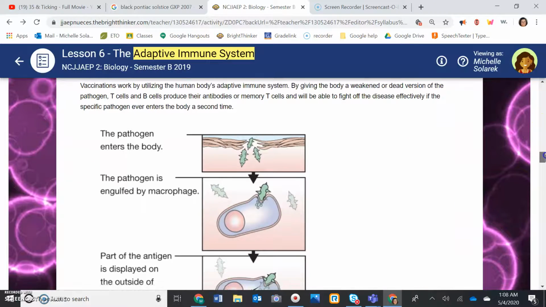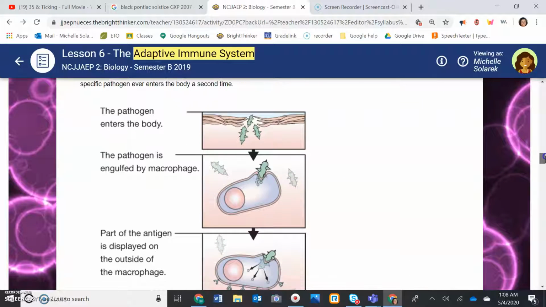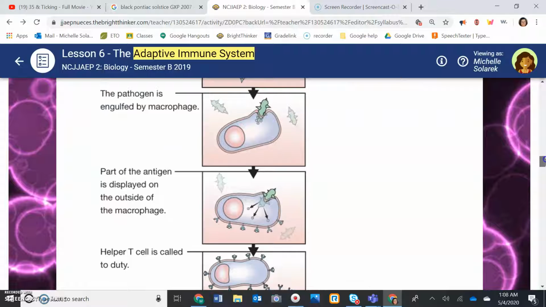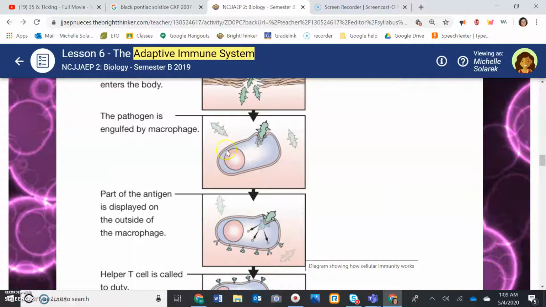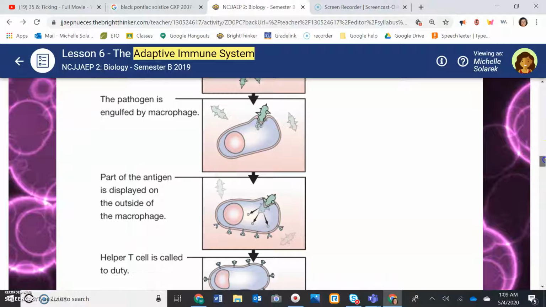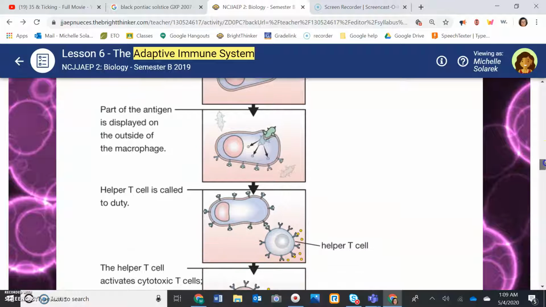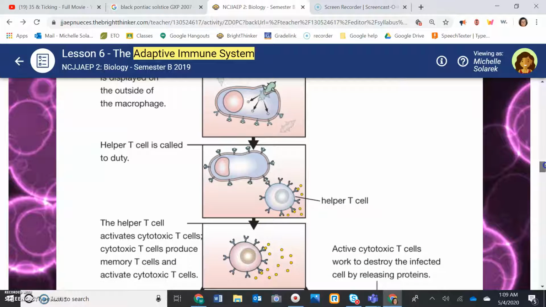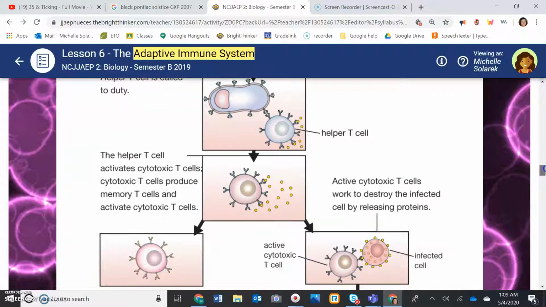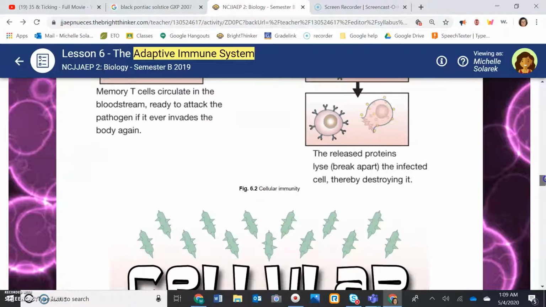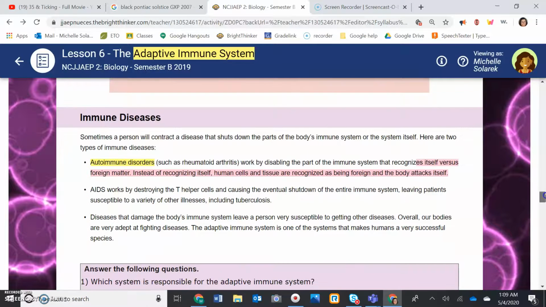So anyway, here it is. You can kind of see the pathogen enters the body. It's engulfed by the macrophage. You see the macrophage getting over the pathogen, swallowing it. Part of the antigen is displayed outside of the macrophage. Helper T cell is called to duty. Helper T cell comes and takes it. And that kind of gives you a little example.